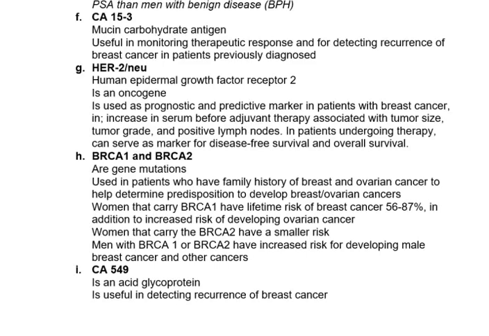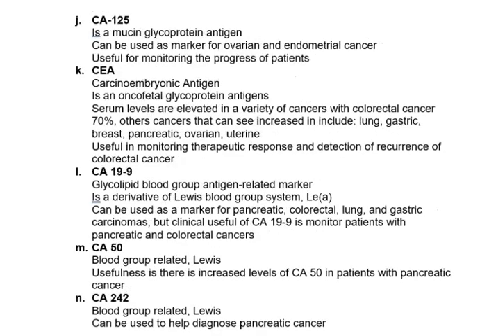The next marker is CA549. This is an acid glycoprotein, and it's useful in detecting the recurrence of breast cancer. CA125 is up next. It is a mucin glycoprotein antigen, and it can be used as a marker for ovarian and endometrial cancer. Endometrial is referring to the lining of the uterus, and it's useful in monitoring the progress of patients.